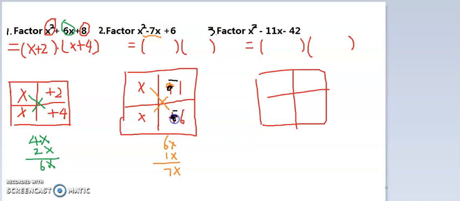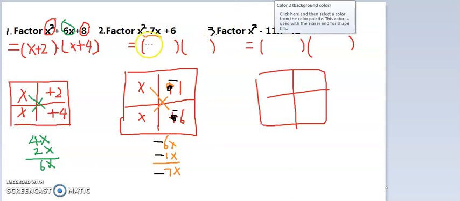Now let's double check. Notice that -1 times -6 is still positive 6 because two negatives make a positive, so that won't change that. And also, it will give us the -7 we need. So x times -6, -6x. X times -1, -1x. And -6 minus -1 is -7. So that tells us this is the correct answer.